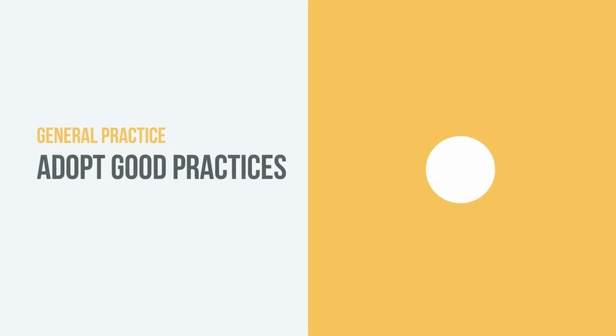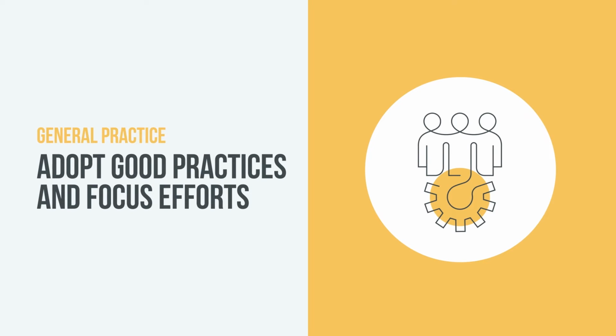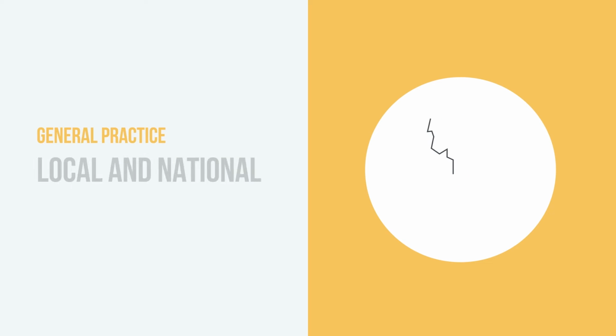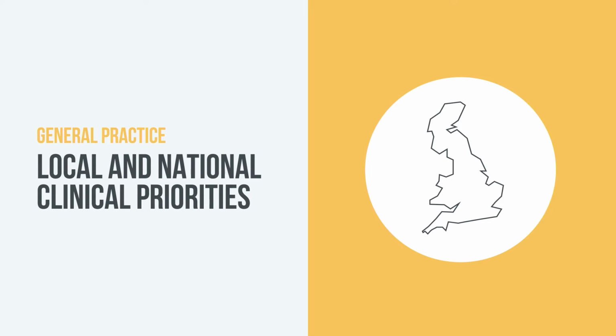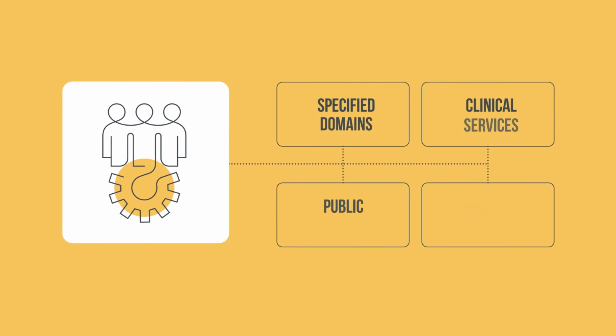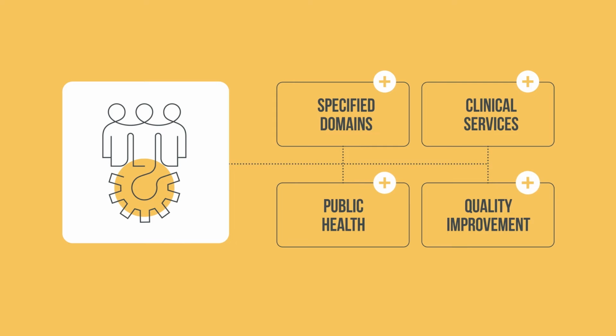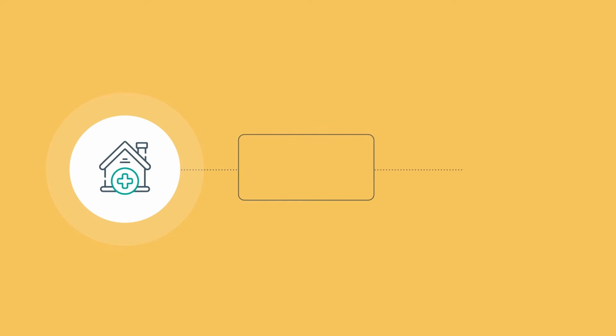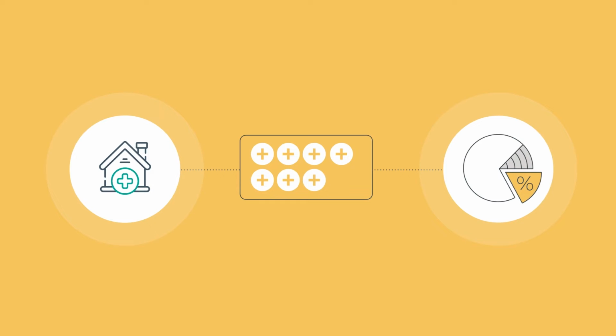In 2004, the NHS introduced the Quality and Outcomes Framework to incentivise general practice to adopt good practices and focus the practice's efforts on local and national clinical priorities. The framework uses a system where points are awarded for the delivery of specified activity relating to specified domains, clinical services, public health and quality improvement. Each year, a practice can achieve up to a designated number of points and receives an additional payment based on their weighted registered patient list.